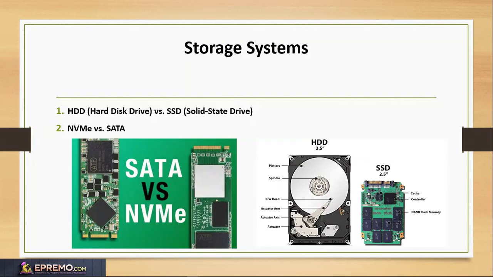So, as discussed in our previous videos, today we'll be talking about the storage system. There are basically two types of storage system. We have the hard disk drive and the solid state drive. And then we also have two types of interfaces for them. We have the NVMe and the SATA.